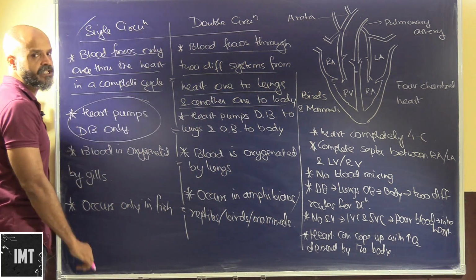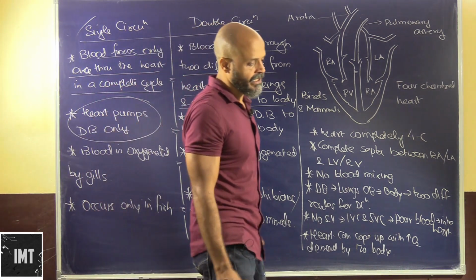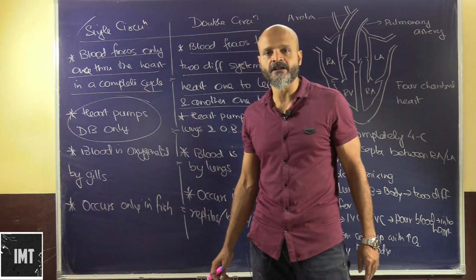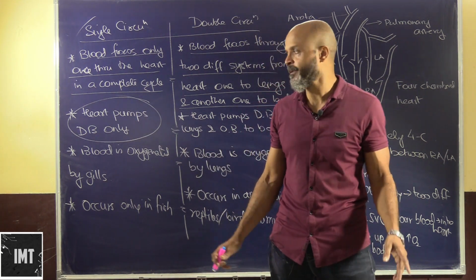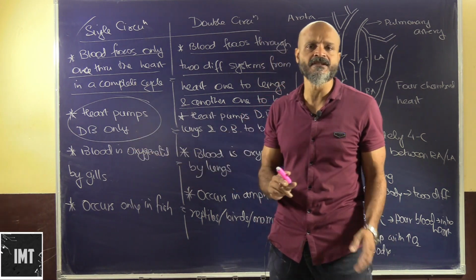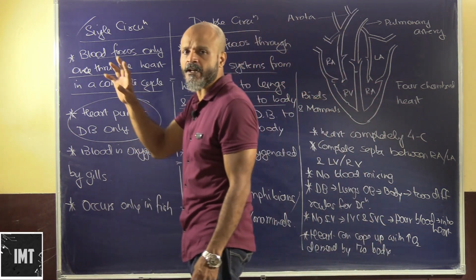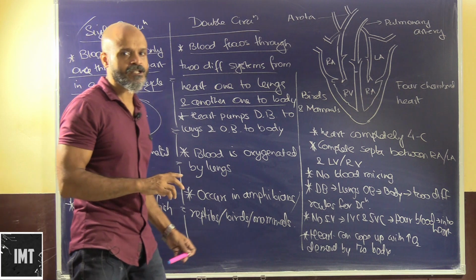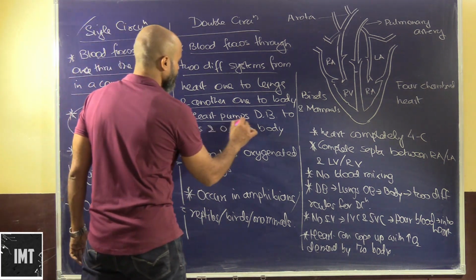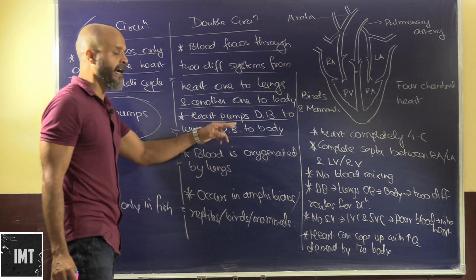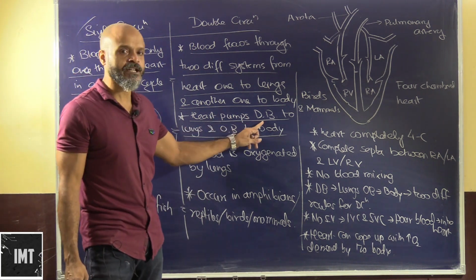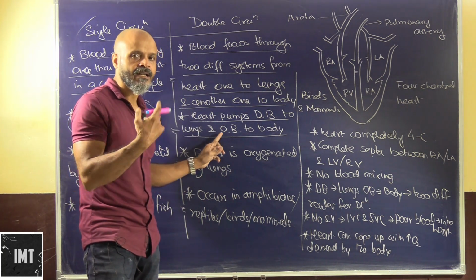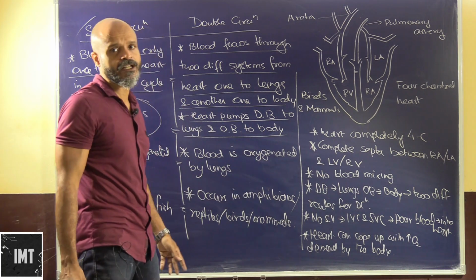Heart pumps deoxygenated blood only. This is very important. In other words, there is no contribution by the heart to pump oxygenated blood. It is just acting as a pumping organ. So it is pumping deoxygenated blood, which happens in the case of fishes, and this deoxygenated blood gets carried all the way to the gills, wherein it gets oxygenated. Whereas here, the heart pumps deoxygenated blood to lungs and oxygenated blood to body. So it pumps deoxygenated blood to lungs, where it gets oxygenated, comes back to the heart, and this oxygenated blood is pumped to various parts of the body.